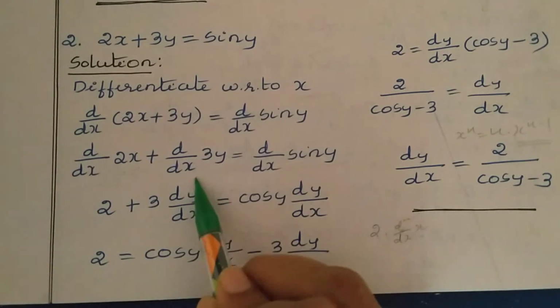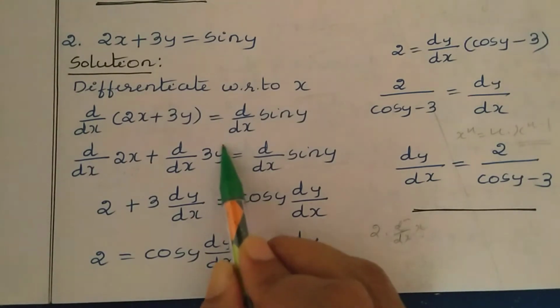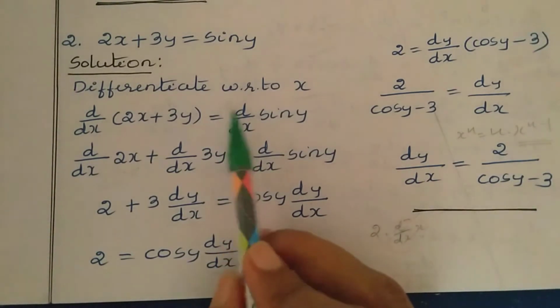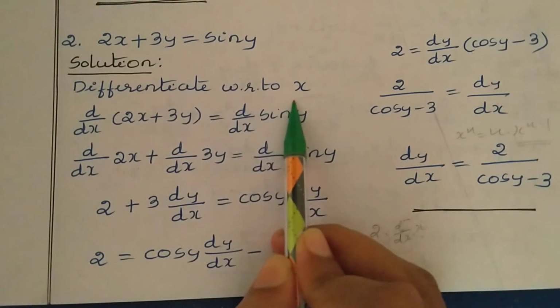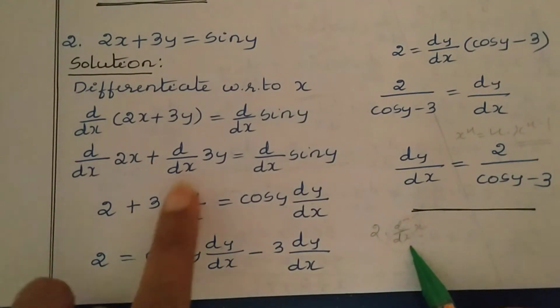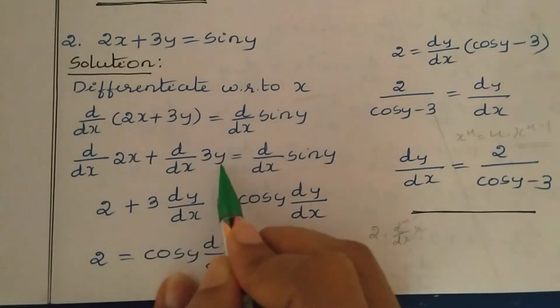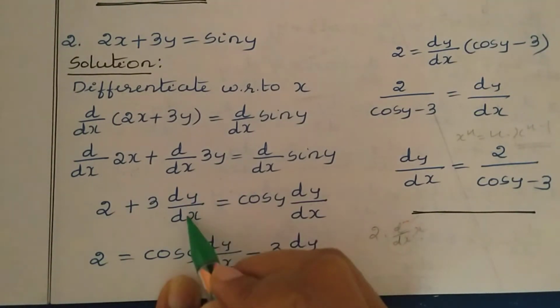Then the derivative of 3y. See, d by dx of 3y. In this case, you can't take this y as 1. The reason is we are differentiating here with respect to x. So, in the denominator, we should have that dx value. So, whenever you find the variable y, you have to write the derivative of that as it is, that is dy by dx. So, 3 into the derivative of y, that is 3 into d by dx of y.